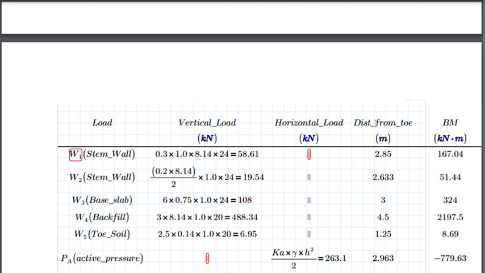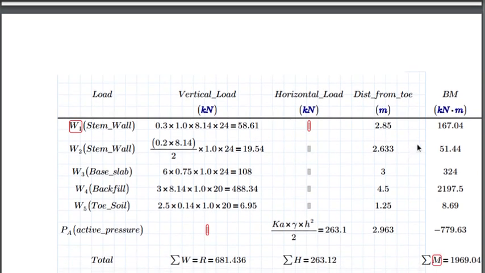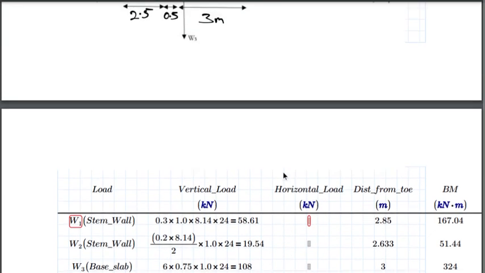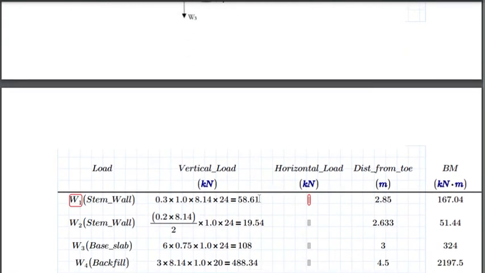Then these are the distances from the tip of the toe. You would understand that subsequently. This is the bending moment. When you multiply force by the perpendicular distance, you get the moment. So now here we have 0.3 meters multiplied by 1 multiplied by 8.14 multiplied by the density of concrete.